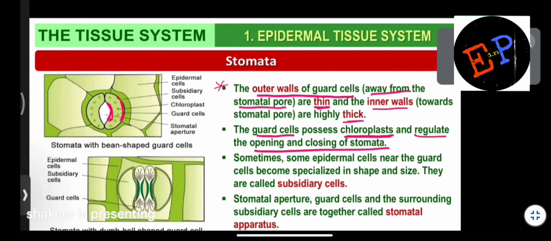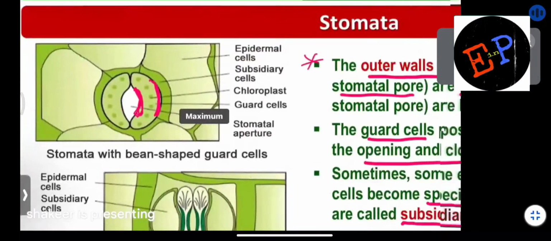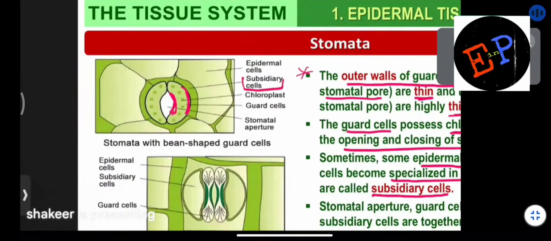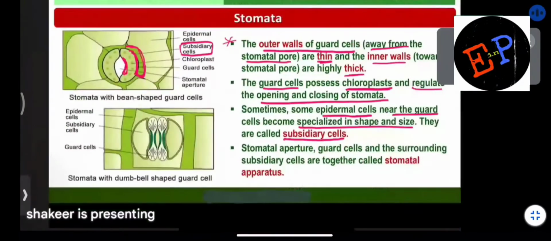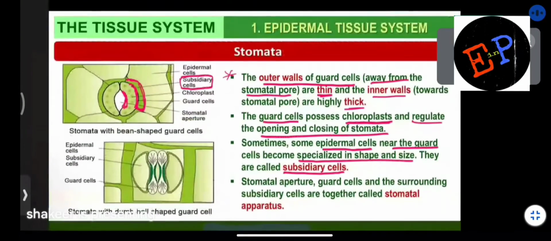Sometimes some epidermal cells near the guard cells become specialized in shape and size. They are called subsidiary cells. So here you can find these subsidiary cells. You are finding some shapeless structures here, and they are called subsidiary cells. Are you able to understand? So what is the function of these subsidiary cells?